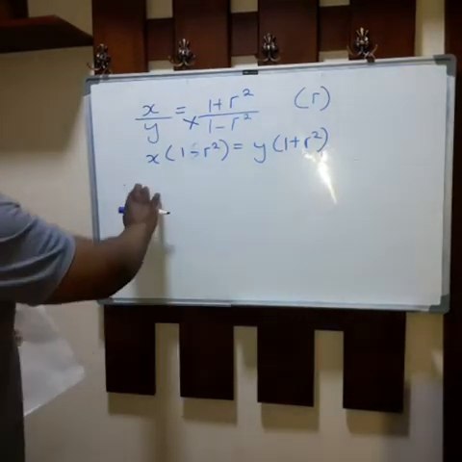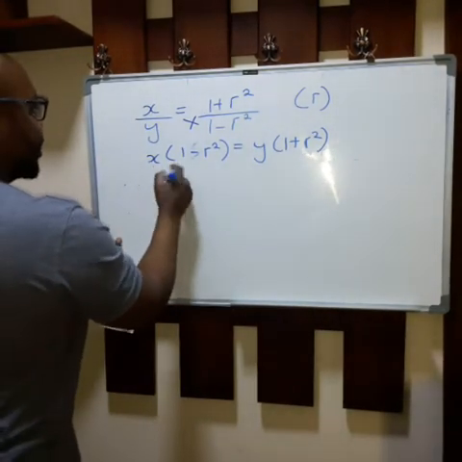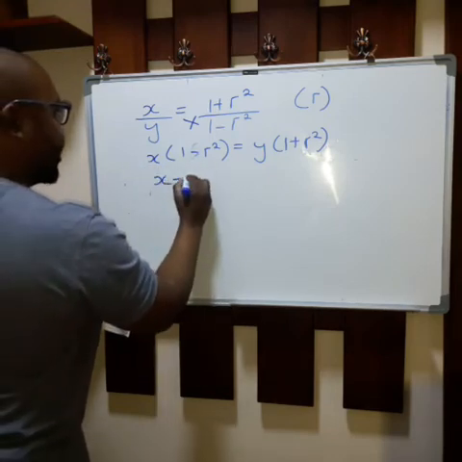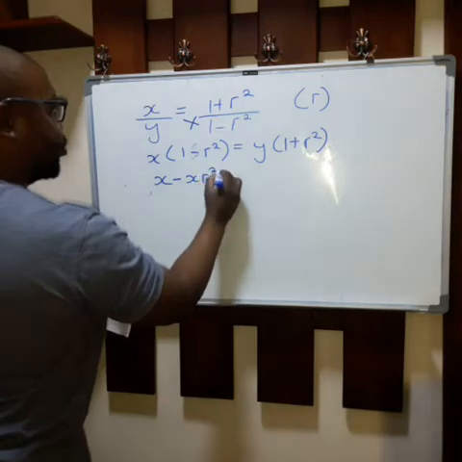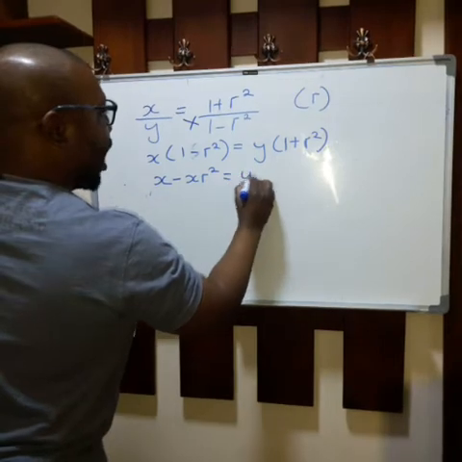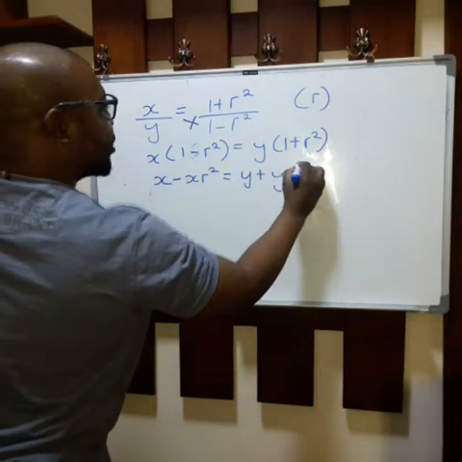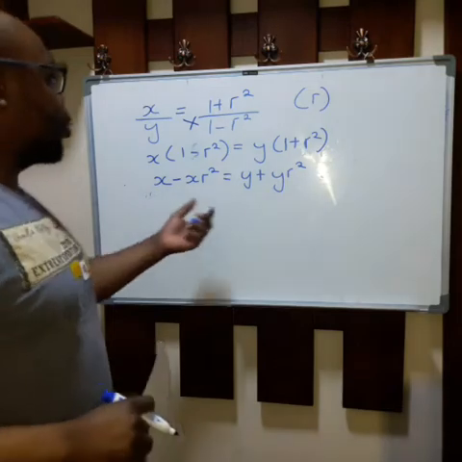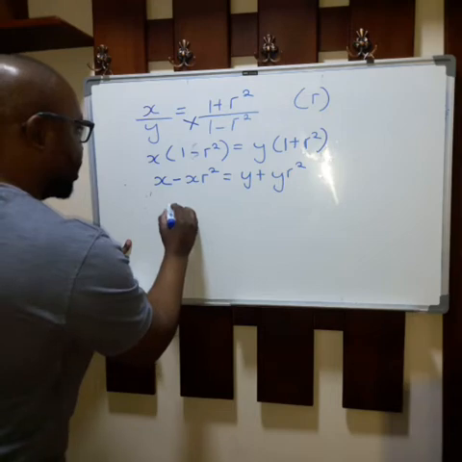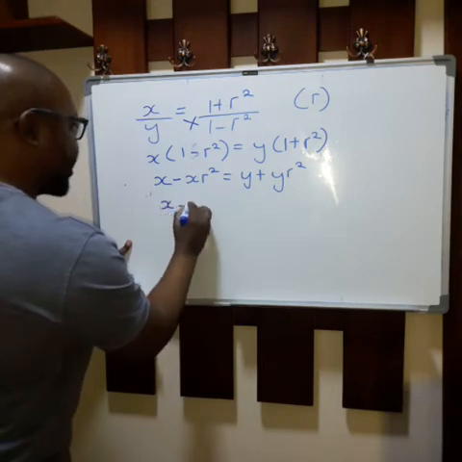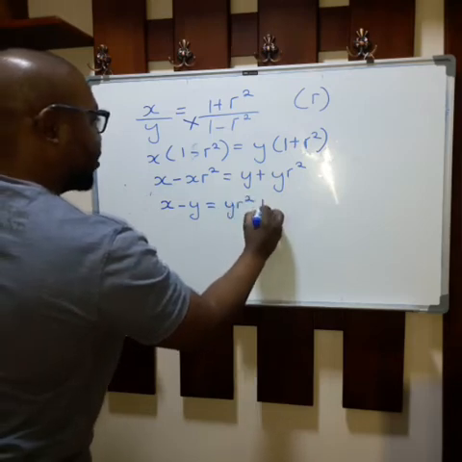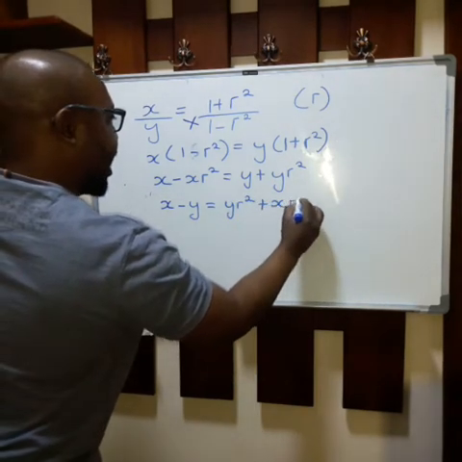The next phase is I expand. I will get x times 1, I get x. This one times this one, I get minus x r squared is equal to y, also multiply what is in the bracket. It will be y plus y r squared. Okay, the next phase is to collect variables with r. So I will rearrange everything. It will be x minus y is equal to y r squared plus x r squared.